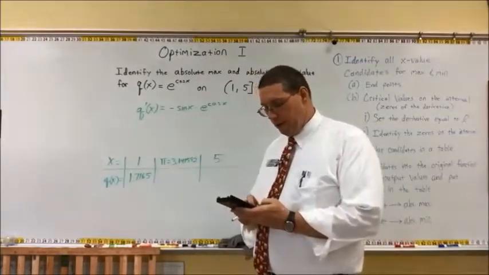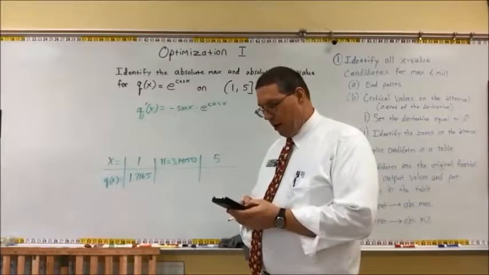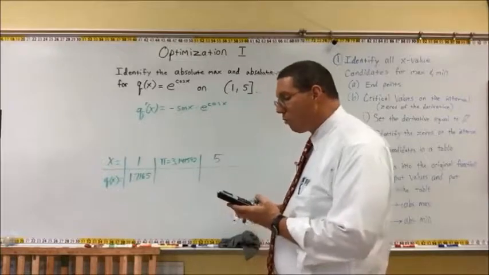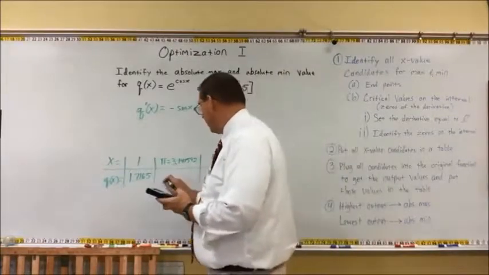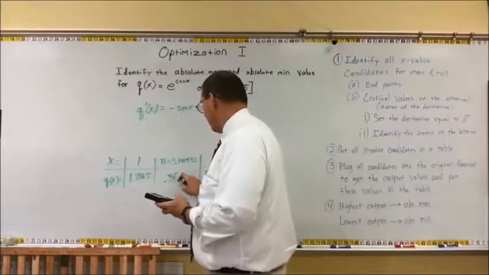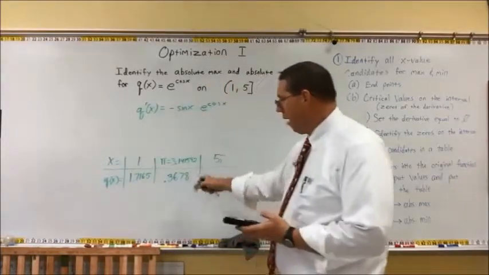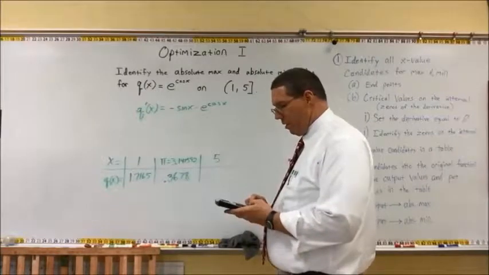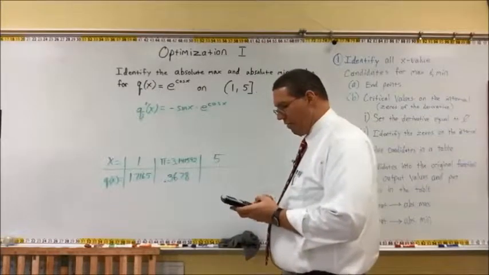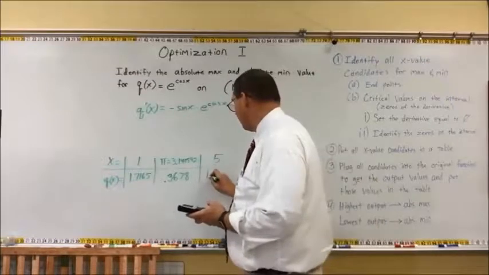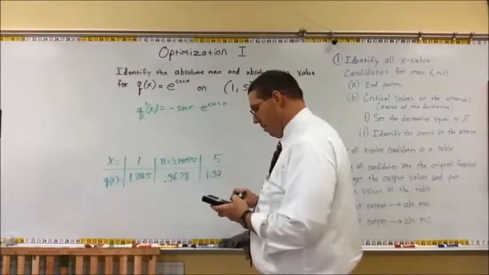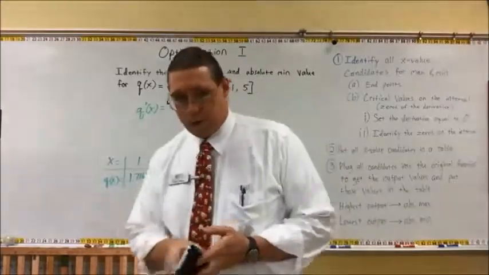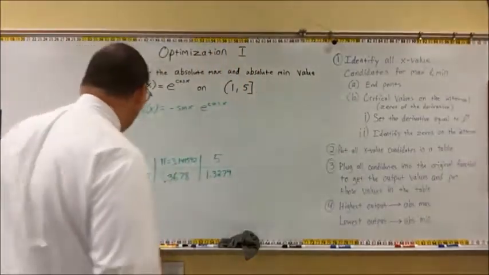So we'll go second e to the power of cosine of 3.141592. And we get 0.3678. That's truncated. If you rounded, it would be 79. Now we're going to key in 5. So we're going to go e to the power of cosine of 5, and we get 1.3279. And so now we're going to say, which one is the largest value?